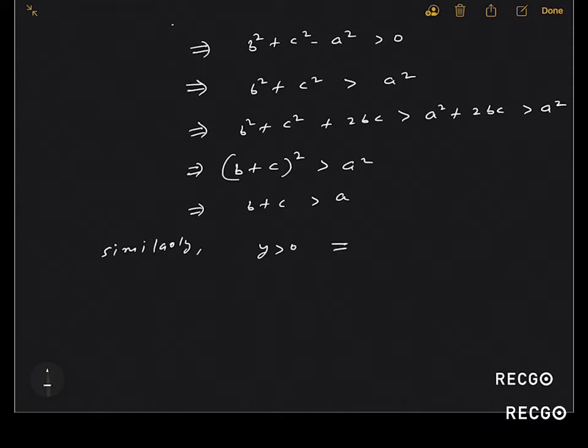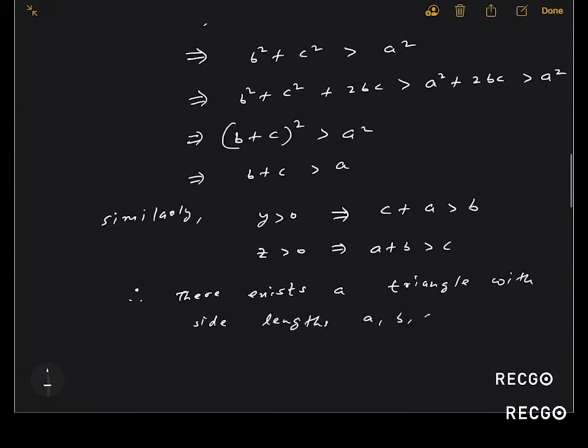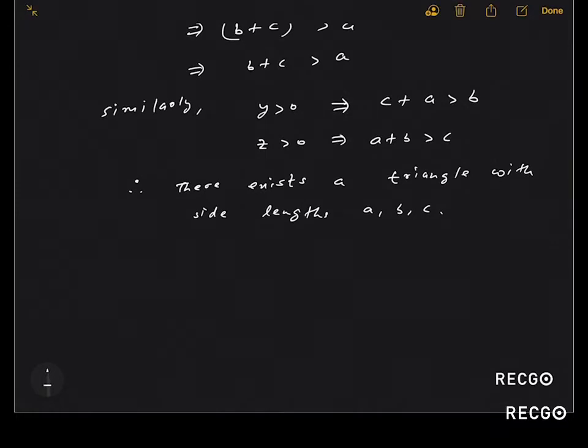Similarly, if we solve y greater than 0, we should get c plus a greater than b, and similarly z greater than 0 gives a plus b greater than c. So now the triangle is established. So there is a proof that there exists a triangle with side lengths small a, b, and c. Right, so now I can say that x is equal to b square plus c square minus a square divided by 2bc, which is equal to the cosine of angle, capital angle A.